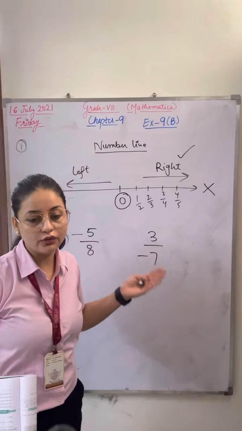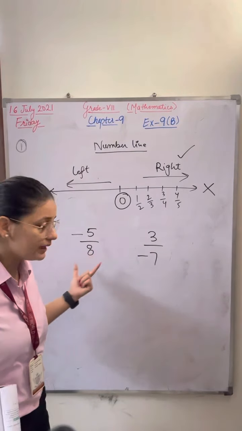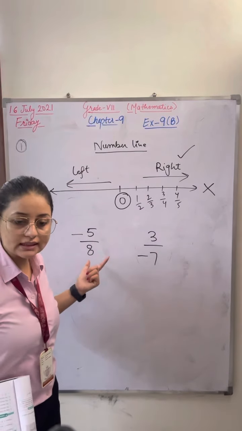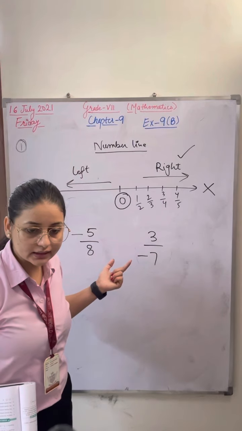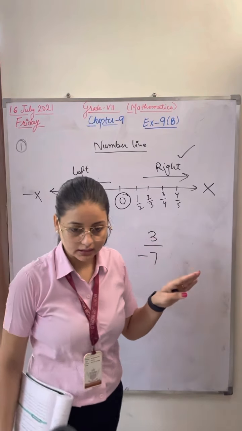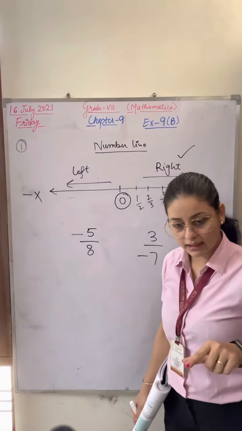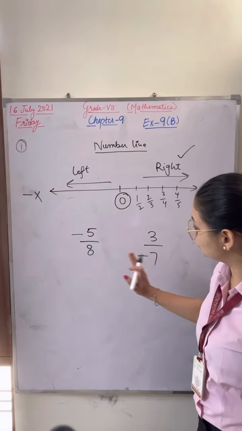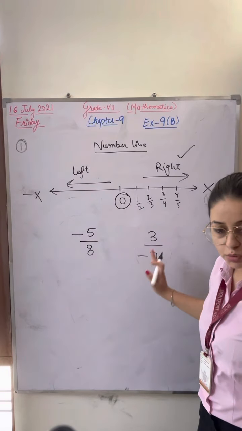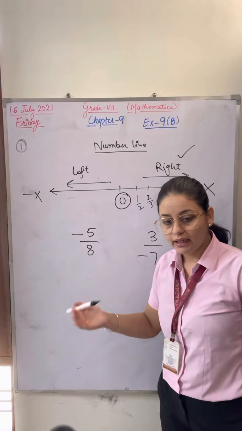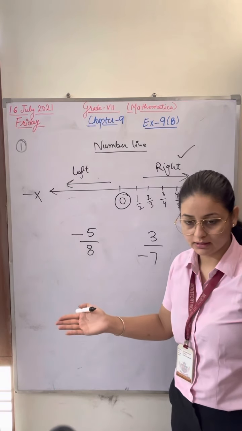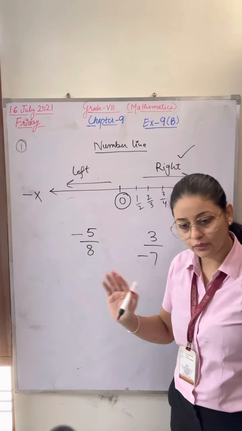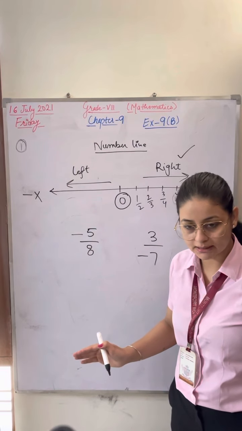Very good. It is false, obviously. Both are negative, so both will lie on the same side, rather than on the opposite sides. Is it clear? Both are the same value. Both are negative, so both will lie on the same side instead of going to the opposite sides. Correct? Clear to everyone? First four: true, false.